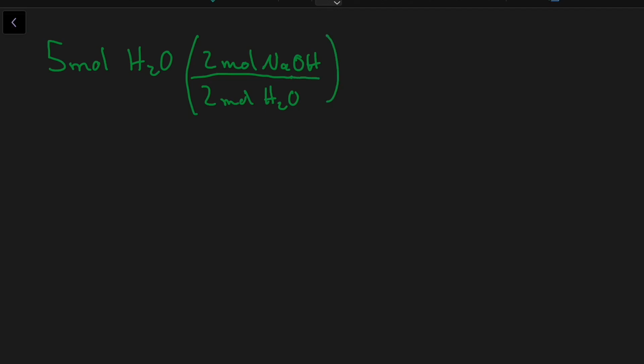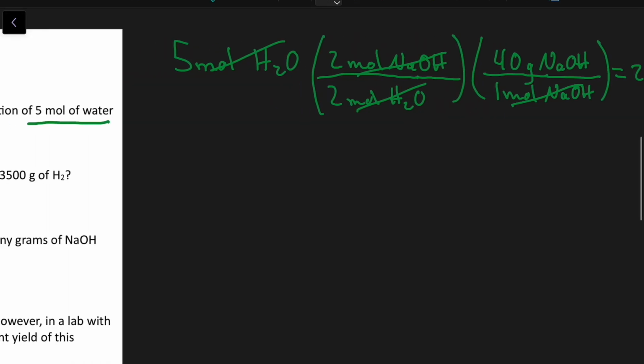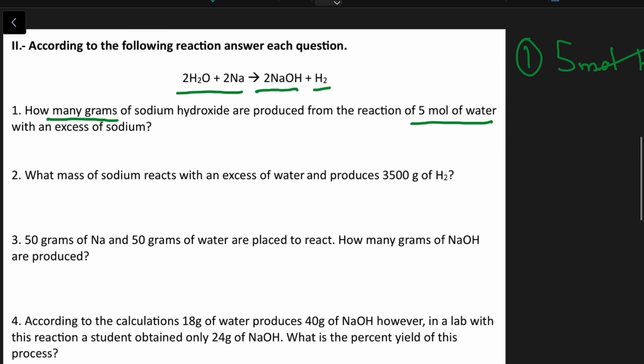And then once you have the mole ratio, now you'll have to use the molar mass of the sodium hydroxide to calculate the mass. So it's like this: you have 40 grams of the sodium hydroxide with 1 mole of the sodium hydroxide. All right. So after calculating this and canceling moles of water and moles of water and moles of sodium hydroxide with moles of sodium hydroxide, you finally get 200 grams of the sodium hydroxide, right? So that's number 1. Now, what is the number 2?